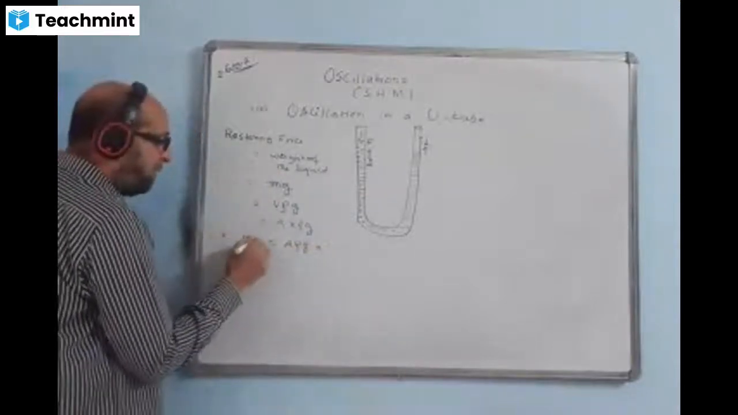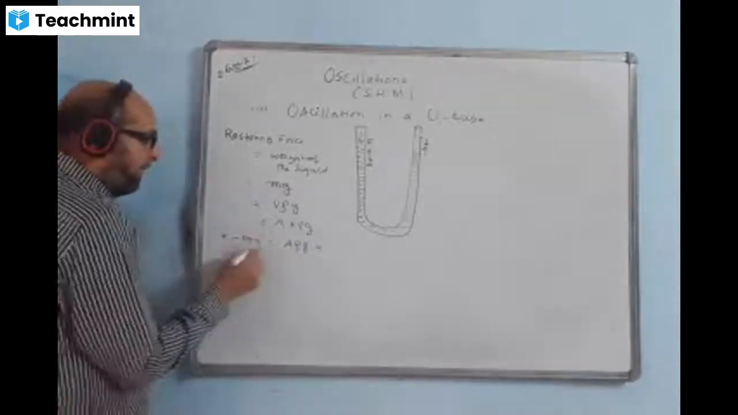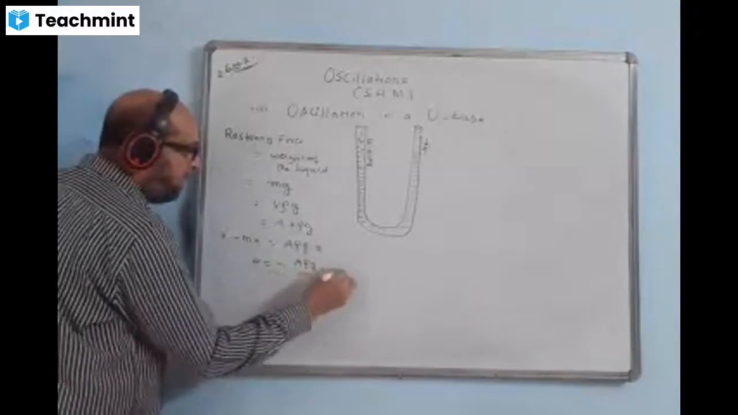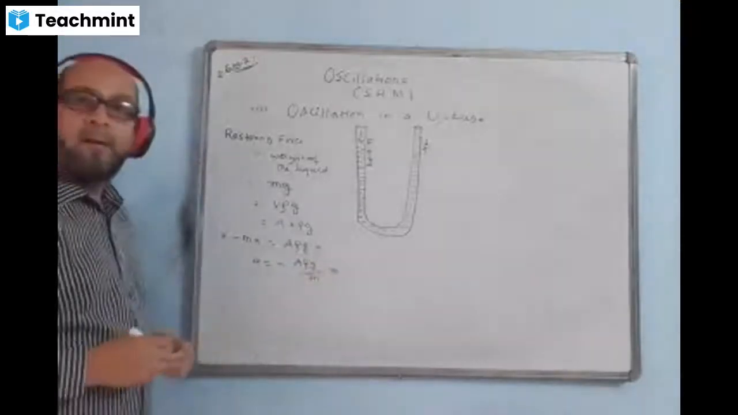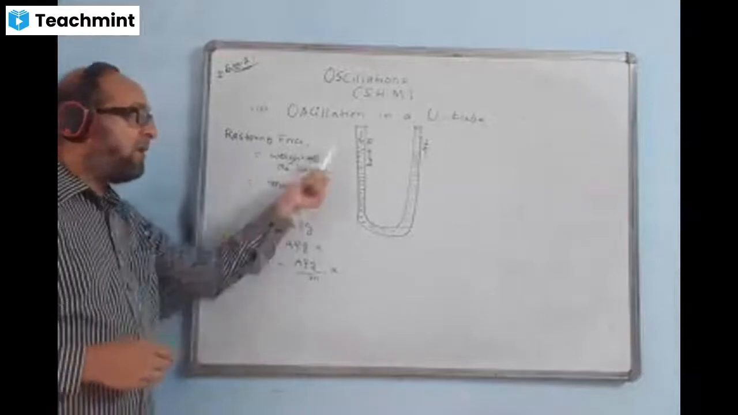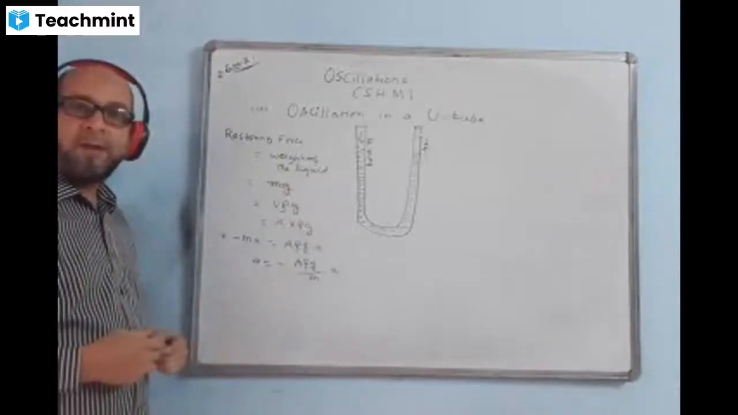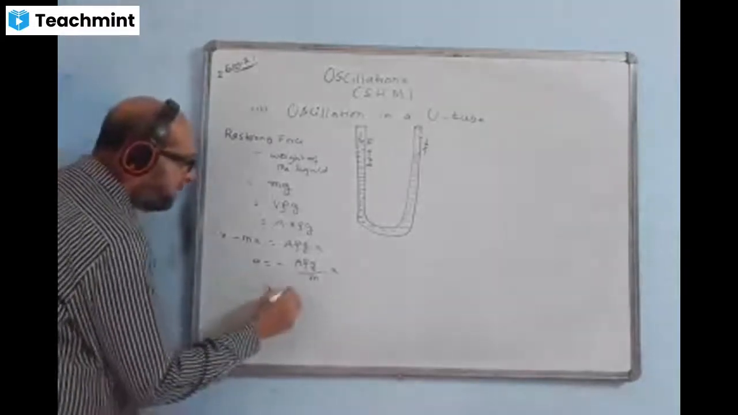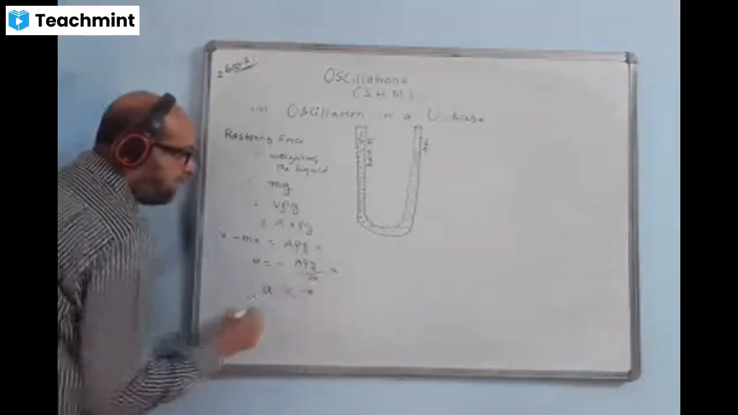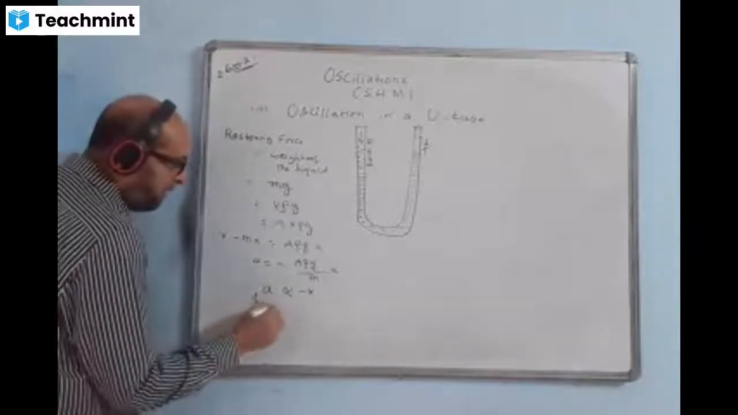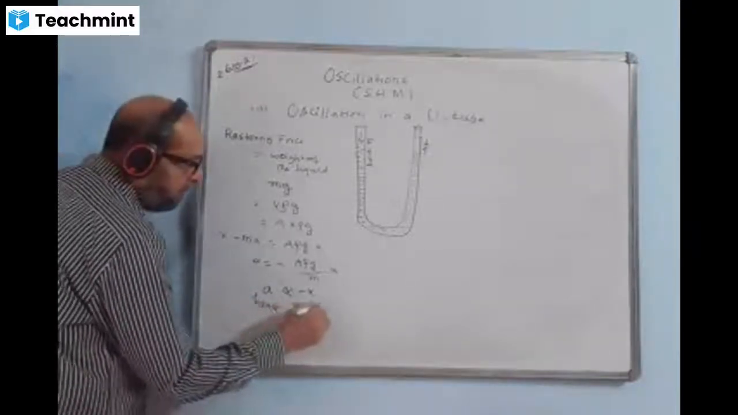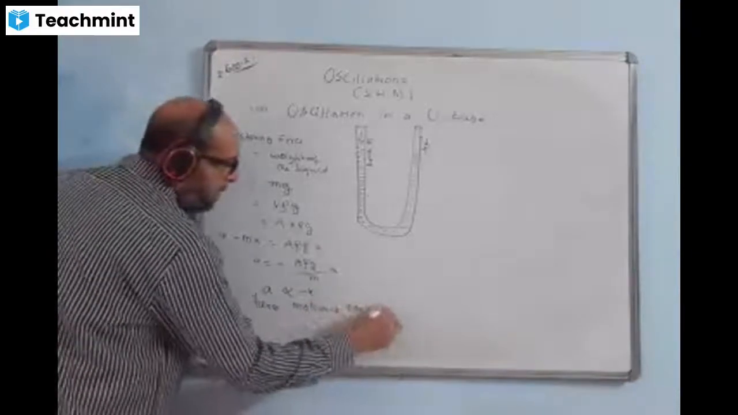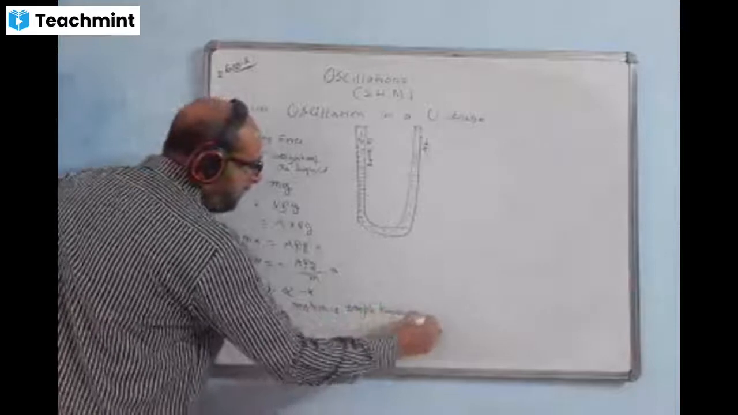The restoring force can be written as minus ma. Therefore, a will become minus A rho g by m into x. Here m stands for the mass of the liquid displaced. Therefore, a is proportional to minus x. Hence, the motion is simple harmonic.